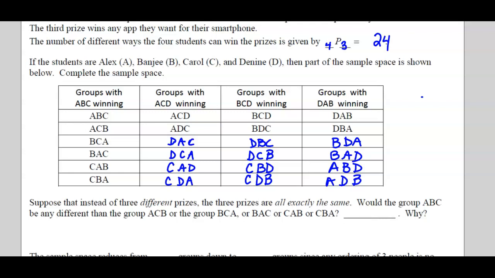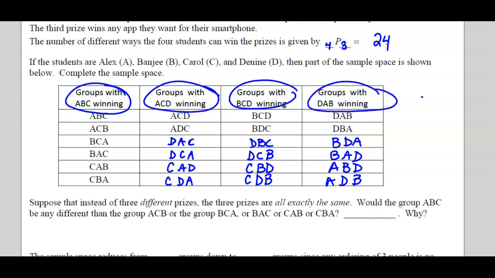So then it says, supposing that instead of the 3 different prizes, they're all exactly the same. So would the group ABC be any different from the group ACB or BCA? If all the prizes were the same, do we need all of these? No. There's only one grouping, right? Because they're all winning the same prize. So we don't take all of these. So then we would have this grouping, and this grouping. Okay? So in this case, there's only 4 possible groups of 3.